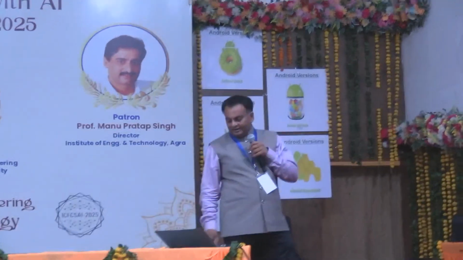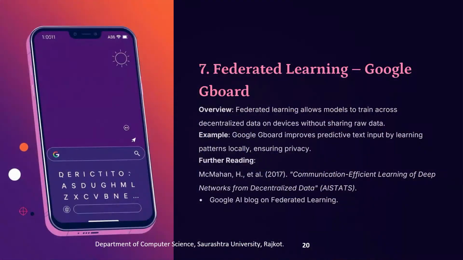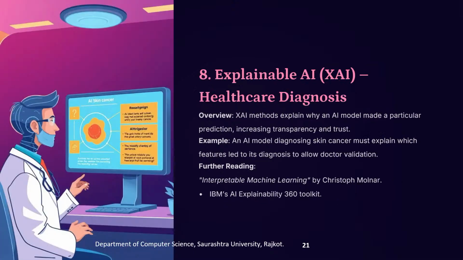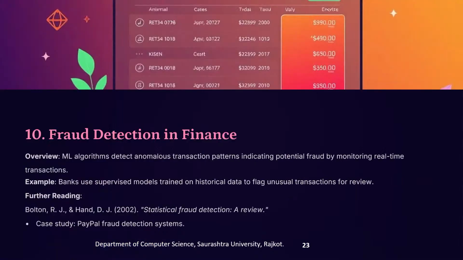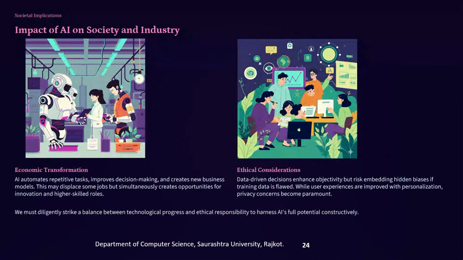Same way, federated learning, Google Gboard. Instead of executing on the cloud side, we can run on the client side. Same way, explainable AI: once I am generating any result, why is it generating this type of result? This is IBM Watson detecting cancer, and here also it is generating the result and giving the explanation. This is fraud detection in finance.